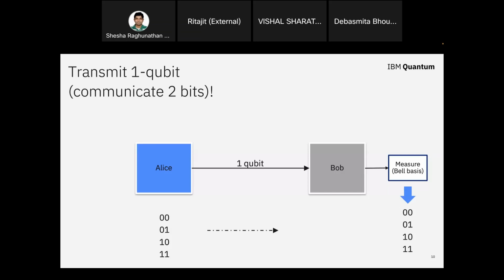Yes. Lakshmi Prasad asks, how does Alice choose which Bell state to encode the classical bits?